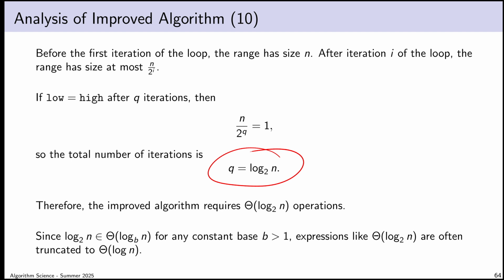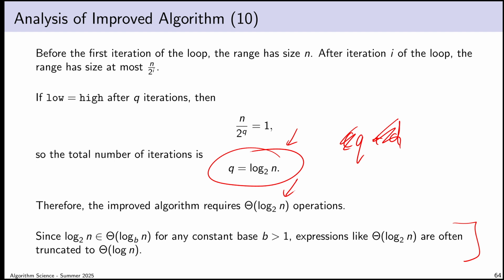So that means that the improved algorithm requires big theta of log base 2 of n operations, because we saw earlier that the actual running time was c times q plus d, but c and d are constants, and so it ends up just being big theta of q, which is log base 2 of n. This is a good time, as the first time we've seen a log base 2 algorithm in the wild, that we should observe that we often just talk about this as a big theta of log n algorithm.